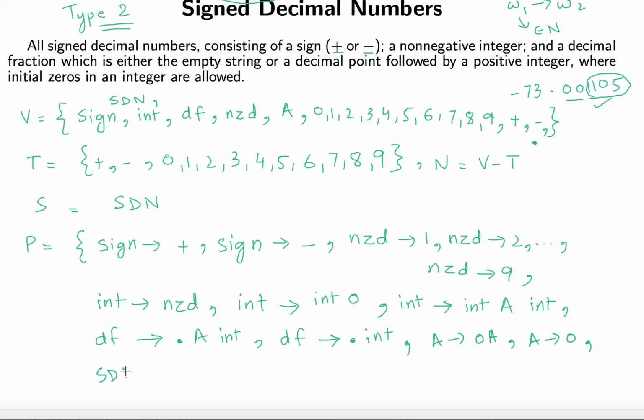Okay, and then we have, obviously, the signed decimal number can be replaced by sign, integer and decimal fraction, or signed decimal number can be replaced by sign and integer. Okay, so this is my claim, that this set of productions can generate any decimal number. But how to check whether my claim is correct or not? That's a good, interesting question.